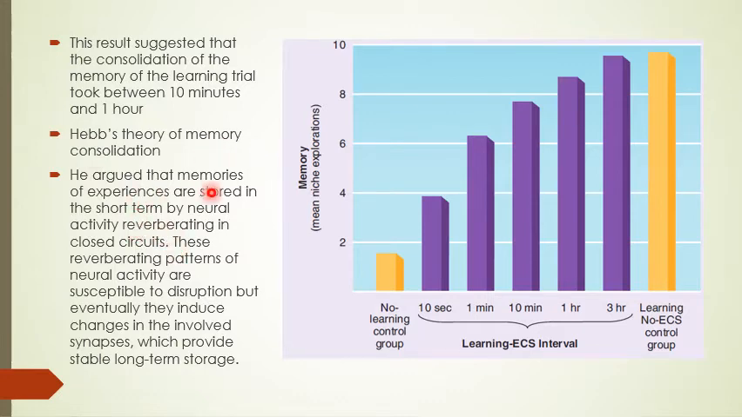So Hebb argued that memories of experiences are stored in the short term by neural activity reverberating in closed circuits. When you say reverberating, circulating, no, in circuits, these reverberating patterns of neural activity are susceptible to disruption, but eventually they induce changes in the involved synapses, which provide stable long-term storage. So ang disruption nga gigamit sa experiment is of course the ECS, and how long is that eventually? It's around 10 minutes to 1 hour.